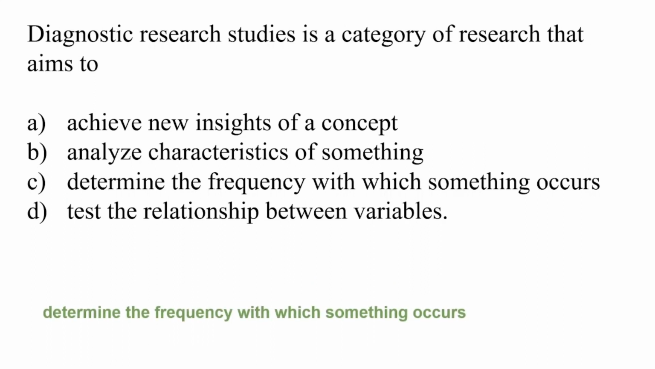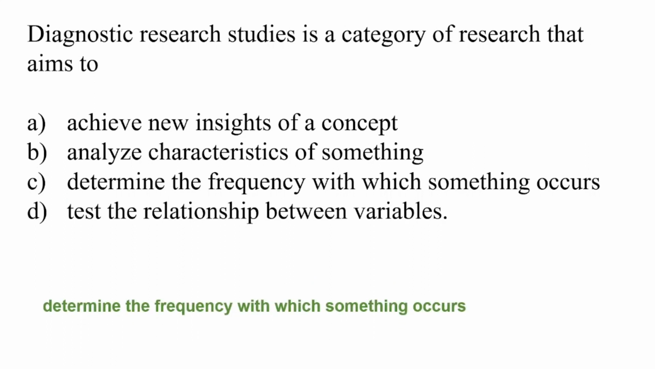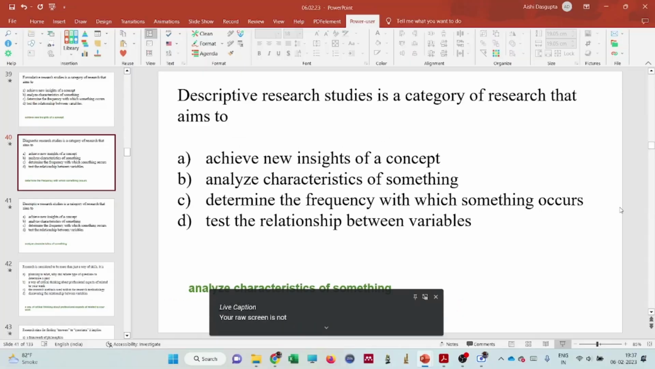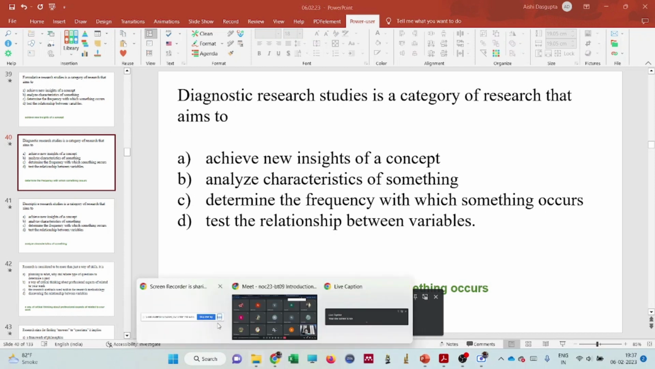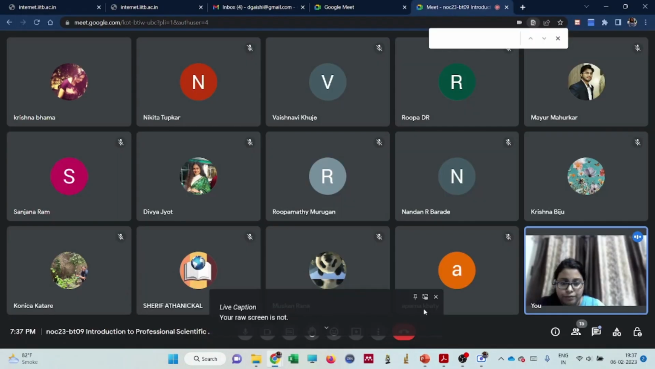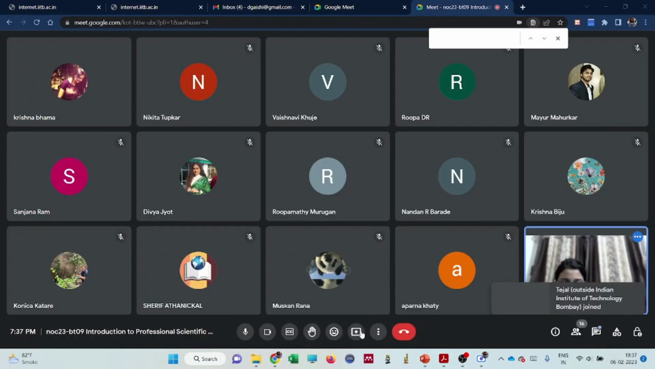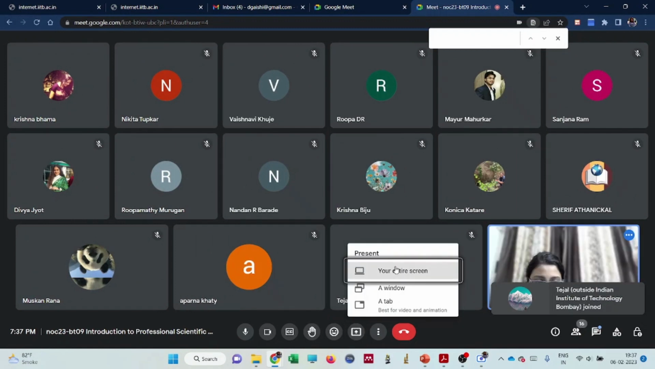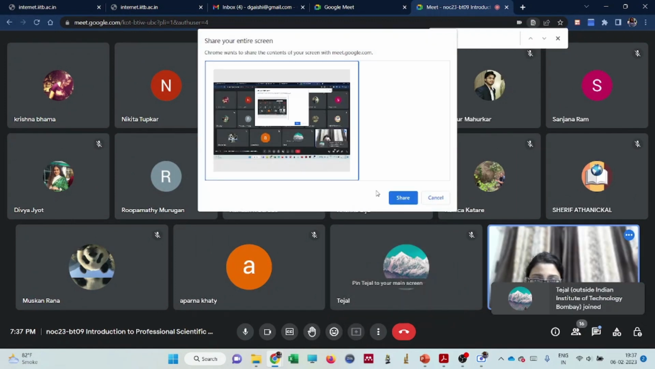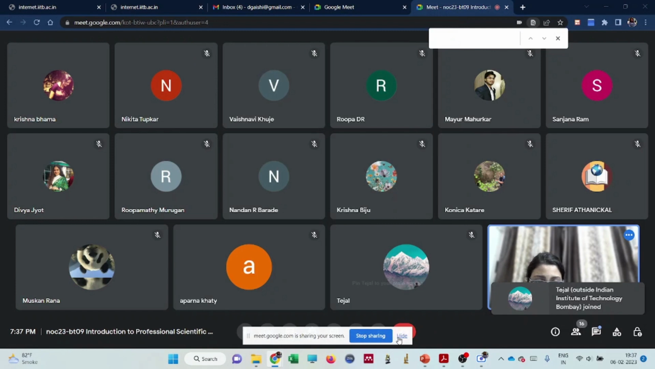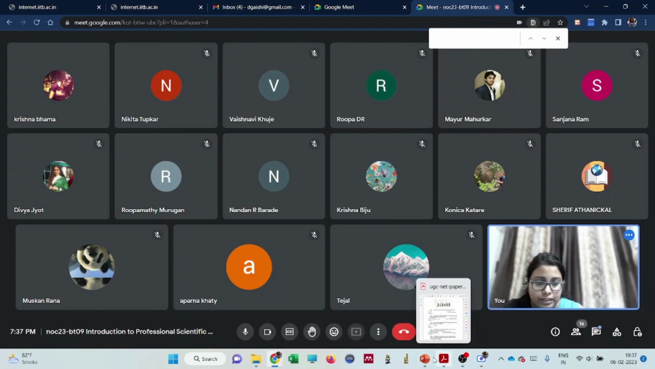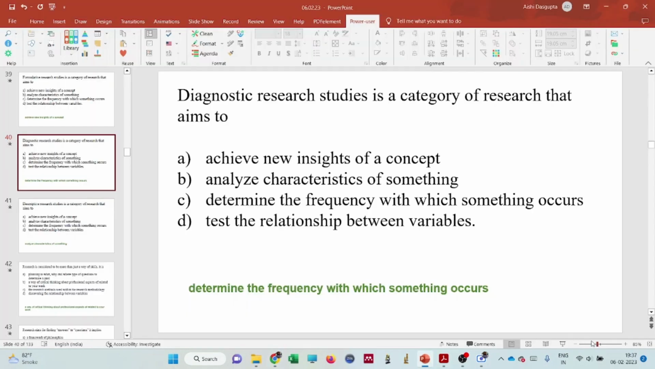So I finished this question, right? How much did you guys hear before I got kicked out of the meeting? This one was done, diagnostic research studies. Your screen is not visible. Okay. So I'm doing it on my phone data and my phone data is not really stable. I don't know what has happened to the Wi-Fi here. I'm really sorry for the inconvenience. Is my screen visible now?